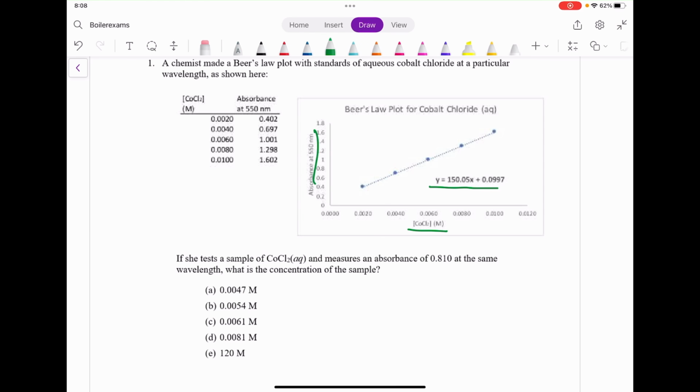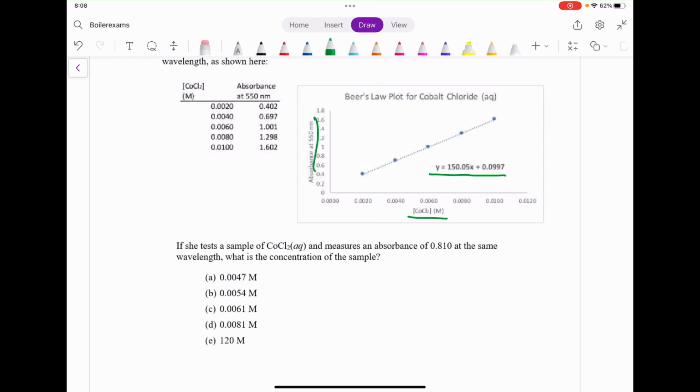They want the concentration of that species, which is on the x-axis, and they give us the y-axis. They also give us the equation, so we can just plug it in. The absorbance they give us is y in this relationship, so plug it in and then solve for x. 0.81 minus 0.0997 divided by 150.05 gives x equal to 0.0047, which is A.